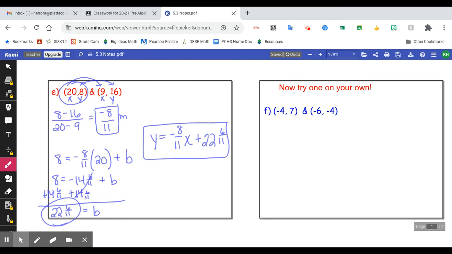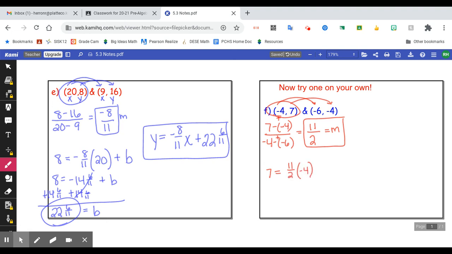Pause now. Okay, if you're checking, this is what we should have. 7 minus negative 4 on the top. Negative 4 minus negative 6 on the bottom. This gives me 7 plus 4, which is 11. Negative 4 plus 6, which is 2. So that one is your m, 11 over 2. Okay, here's my point. So my y is 7. M is 11 over 2. X is negative 4 plus b.